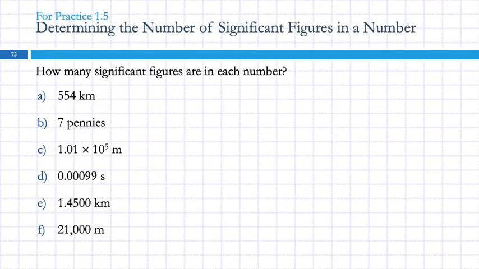So let's practice this a little bit. 554 kilometers. How many sig figs? 3. 7 pennies. Can you count pennies? Can you count exactly 7 pennies? So that's going to be one of those exact numbers. Well, it's asking how many.